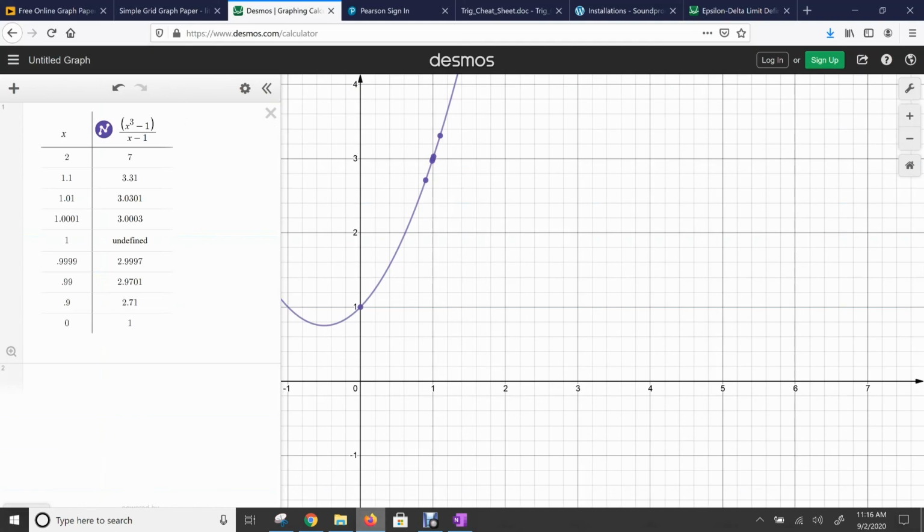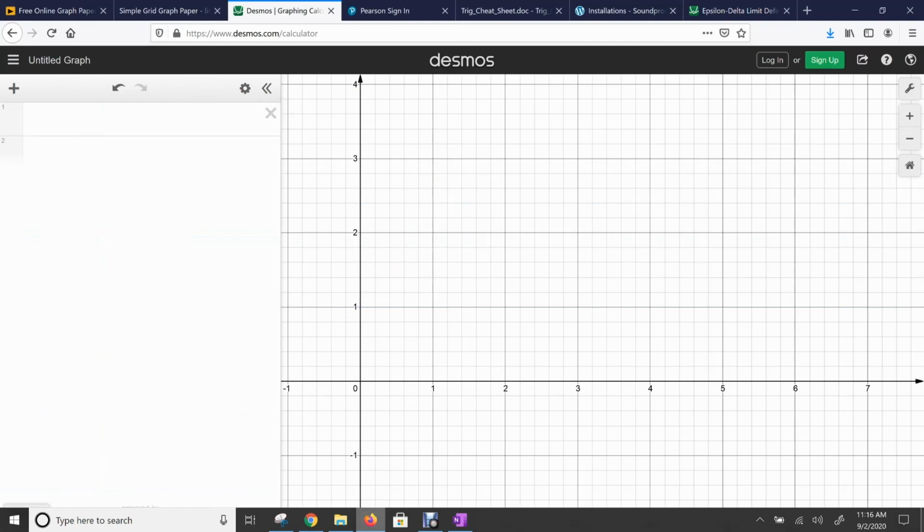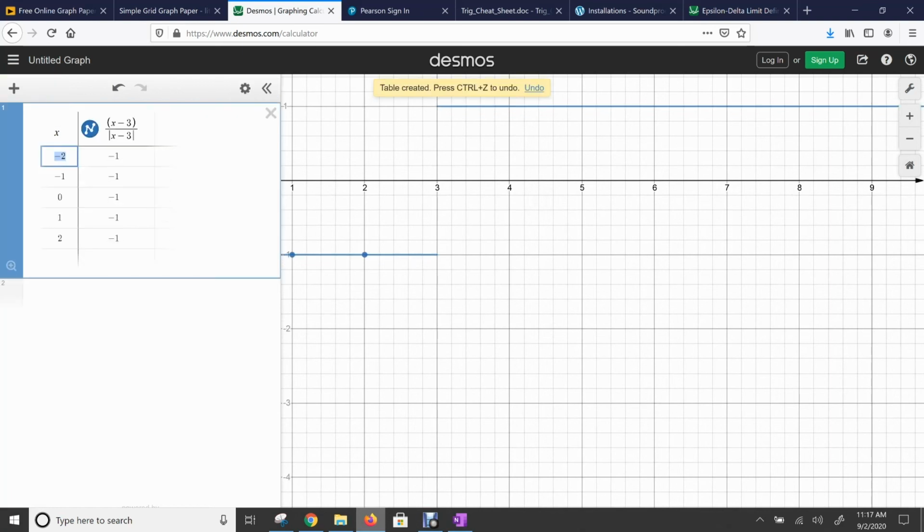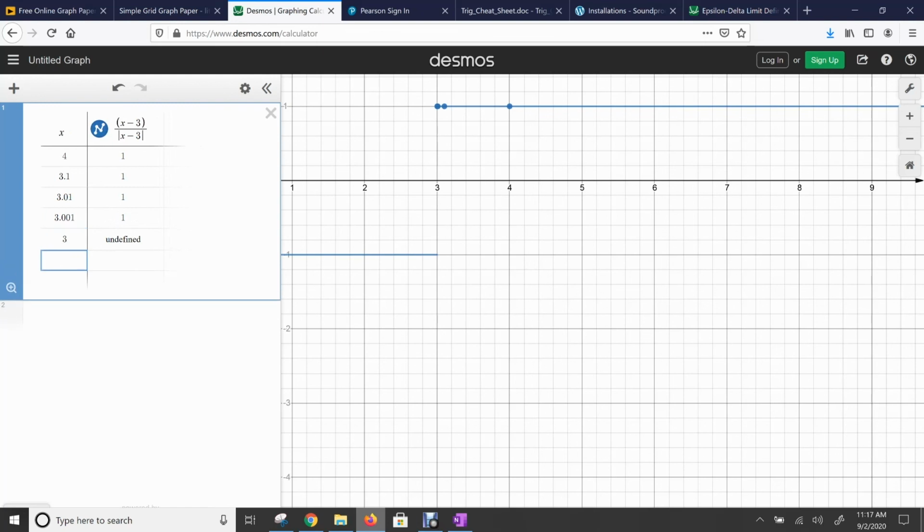So let's go over here to Desmos and put in that function, and let's see the table of values. I'm focusing on what happens around x equals 3 because that's the weird place, where we get a 0 in the denominator. So I'll put in, say, 4, 3.1, 3.01, 3.001, and if I try 3, of course, it says undefined. Then I'll do some numbers that are a bit less than 3.